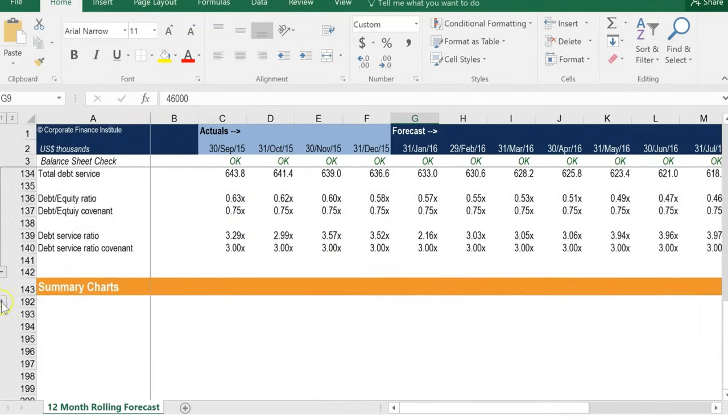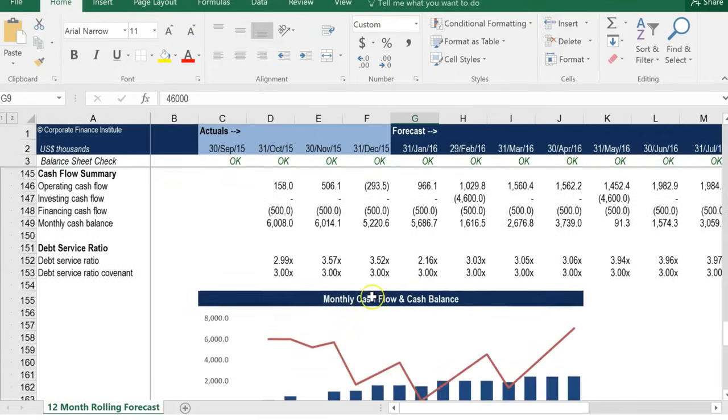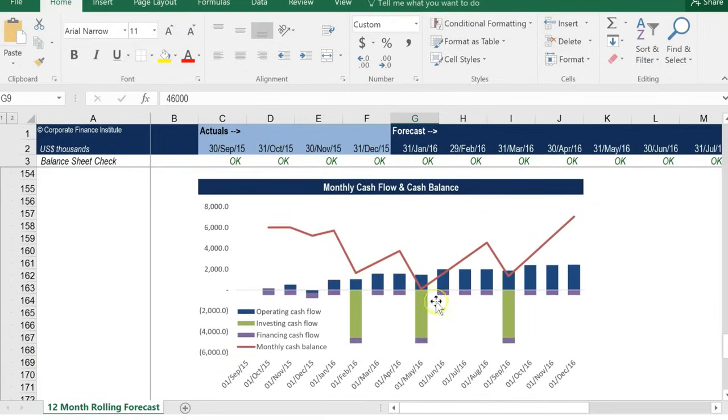Finally, with all of that in place, we're able to create summary charts and output graphs. This is probably the most important part of the model, where we're able to clearly display what's happening in this business over time and how we need to adjust things going forward given the forecast.